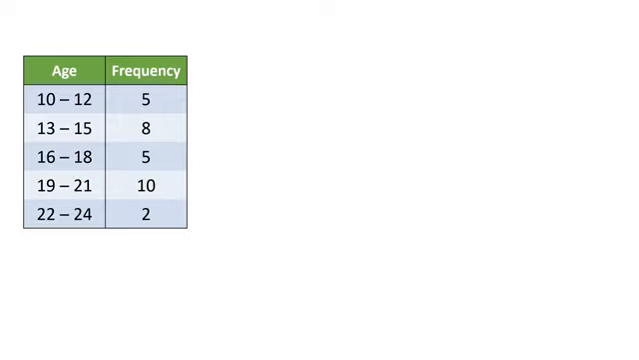Same as from 13 to 15 years old, there are 8. 16 to 18 years old, there are 5. 19 to 21 years old, there are 10. And 22 to 24 years old, there are 2 participants. So that is what you call grouped data. So you really have no idea what is the exact data or age, but you have only the idea by group. And we want to know how to solve the mean.